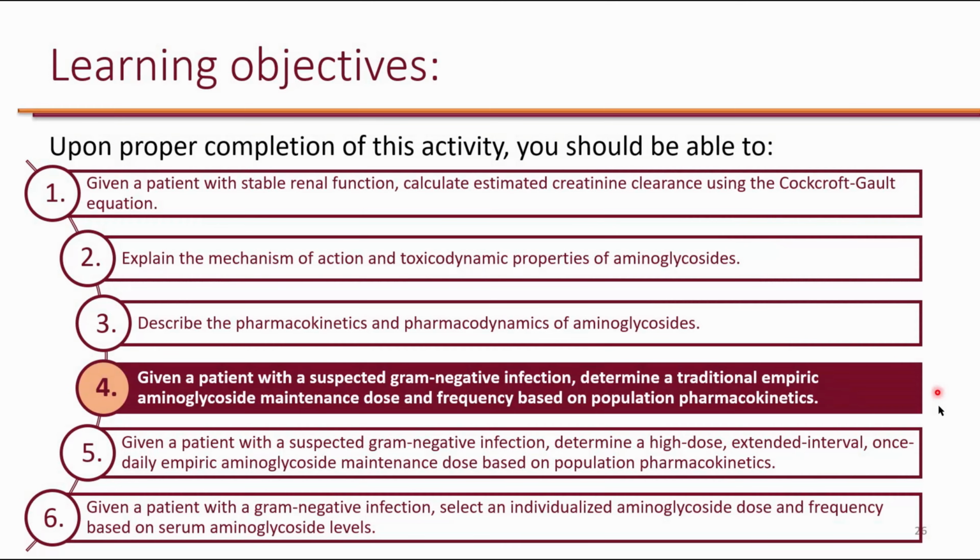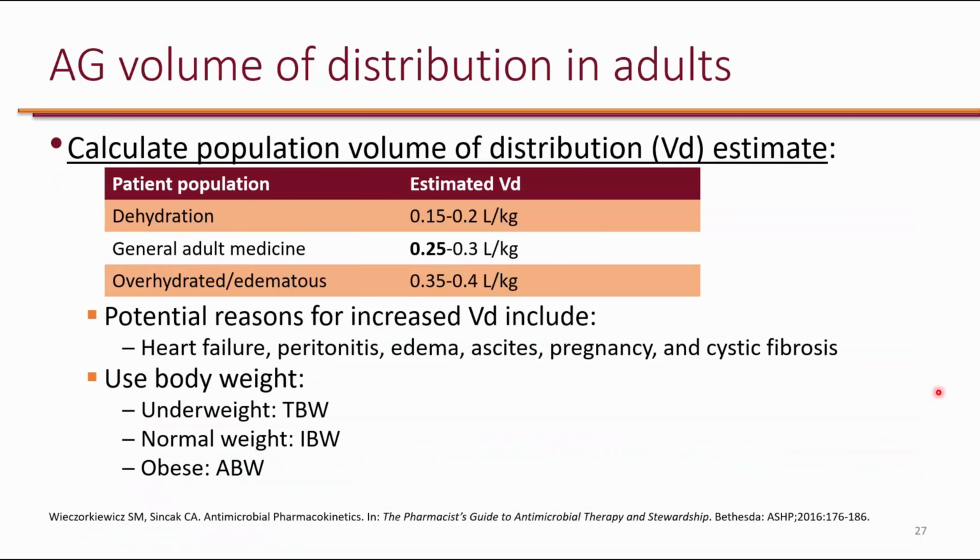We looked at mechanism of action and PK/PD of aminoglycosides. Now the next learning objective is, given a patient with a suspected gram-negative infection, determine a traditional empiric aminoglycoside maintenance dose and frequency based on population kinetics. Once you assess patient's body weight and creatinine clearance, the next step is to calculate population volume of distribution.